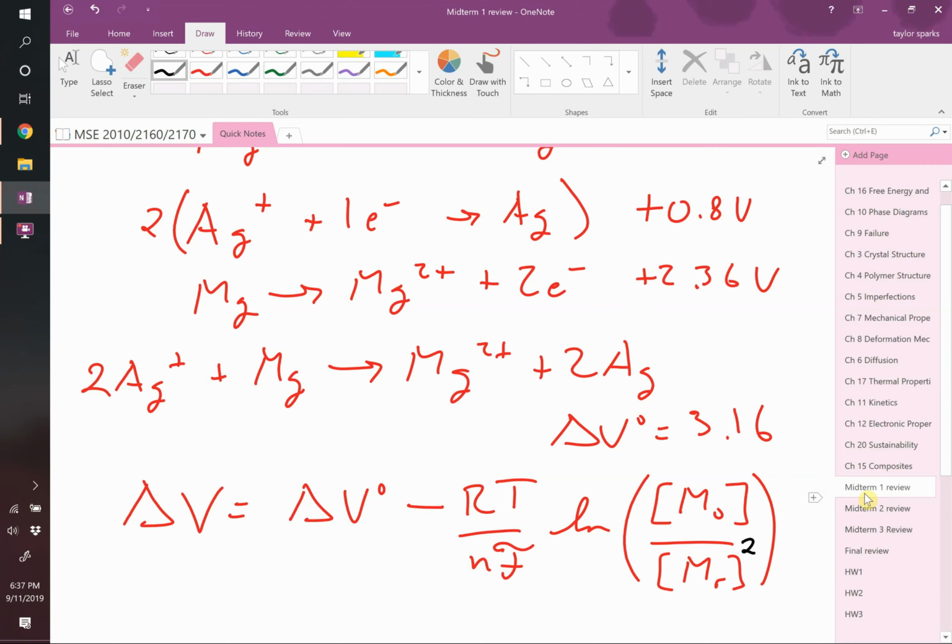Ryan? Two. Right? The magnesium had 2 electrons. We multiplied silver by 2 in order to go from 1 electron to 2. Total electrons is 2 on the reactant side, 2 on the products. It's just 2. Nope. It's 2 electrons involved in the redox reaction.